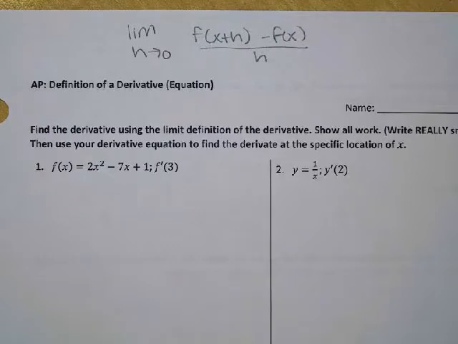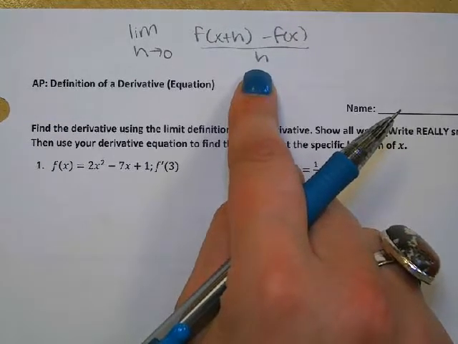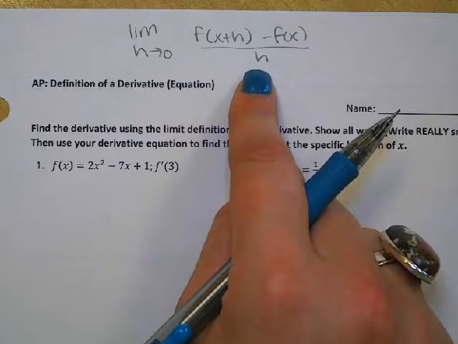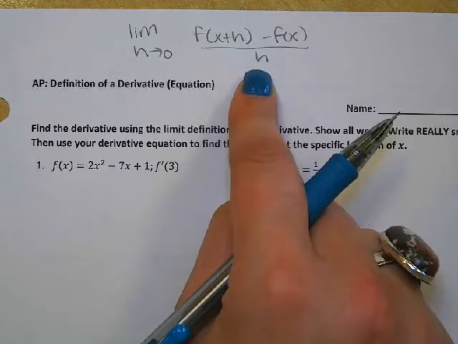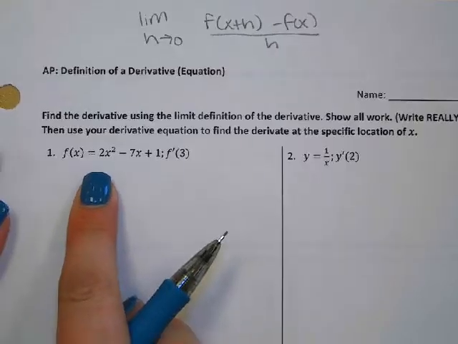Yes. Because remember in the definition, h was talking about a distance. It was like the distance of how far apart the points were. And we want that to get closer and closer to 0 because then we're basically saying 1 point by itself. So that's why it always goes to 0. Okay, so what do I write for number 1?